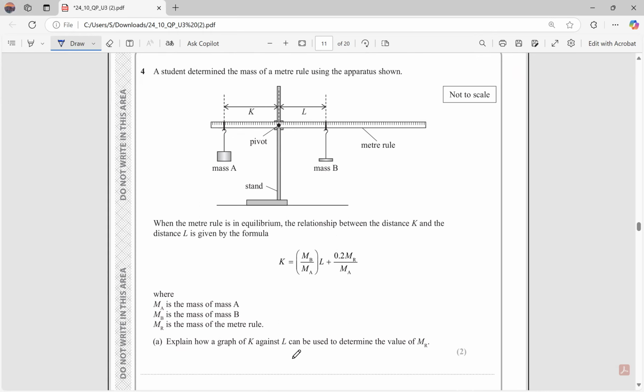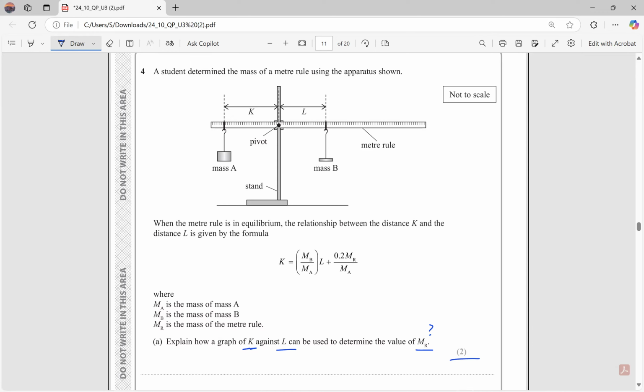It's a 2 marks question, and every question 4 in unit 3 is related to graphs. So in the first question, the first part is always very similar. They give you a random equation and they ask you how you would find something using a graph in this equation. Now the graph they're telling us is of K against L, and we have to find MR, the mass of the ruler.